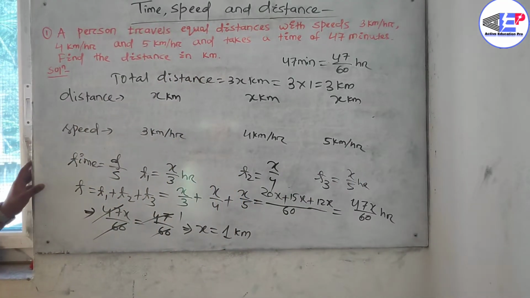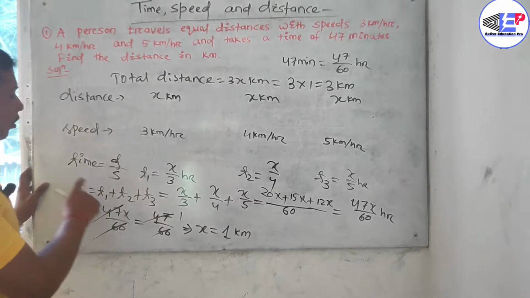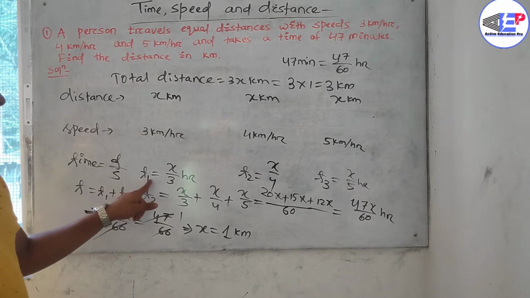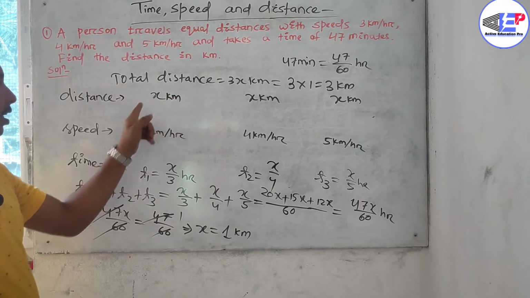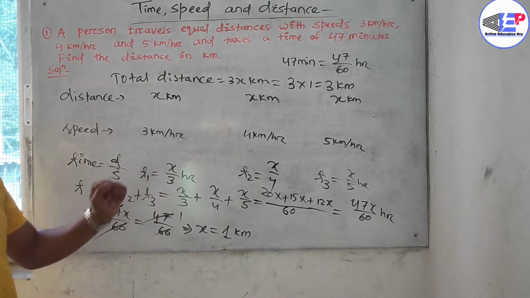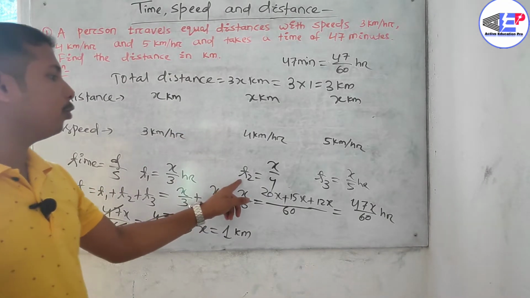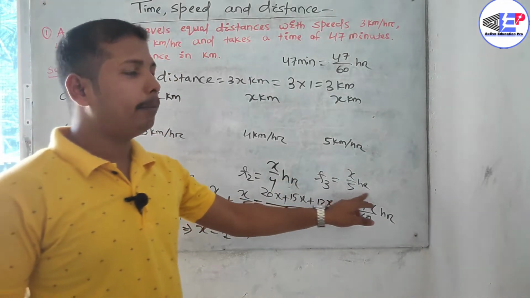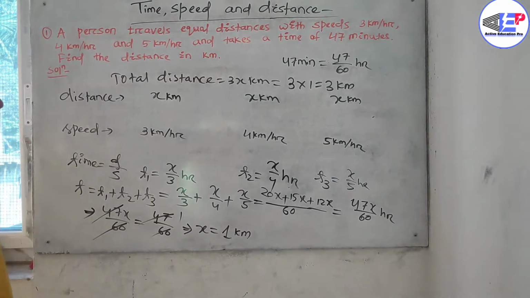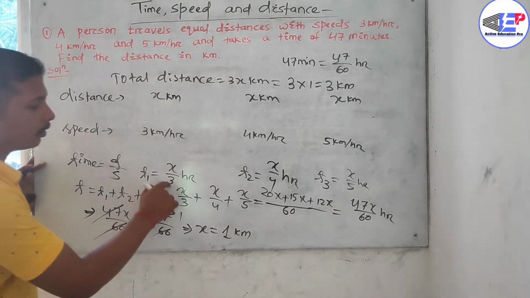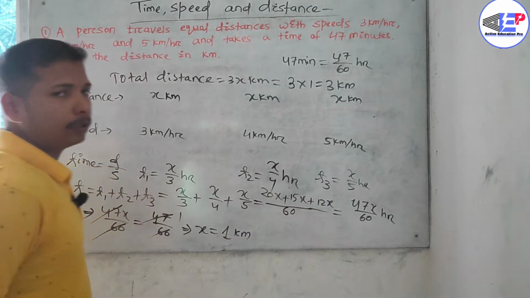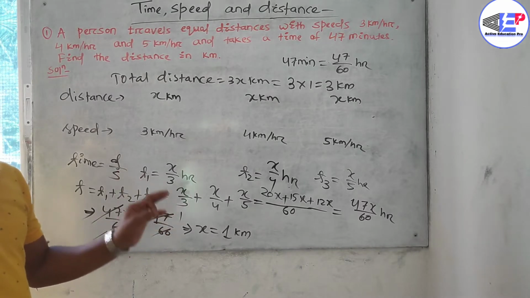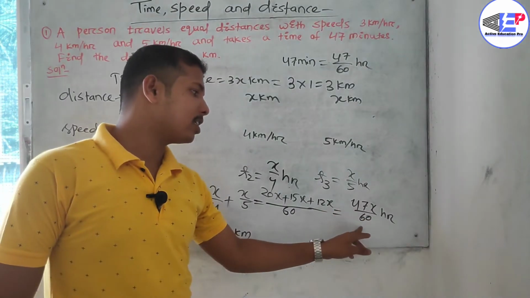Now we have to find out time in these three parts. We know that time is equal to distance by speed. So for first part, time t1 will be equal to distance x by 3, that is x by 3 hour. In the second part, similarly t2 will be x by 4 hour, and the third part t3 will be x by 5 hour. Now we will calculate the total time, which will be the sum of x by 3 plus x by 4 and x by 5. By calculating, we find that the total time is 47x by 60 hour.